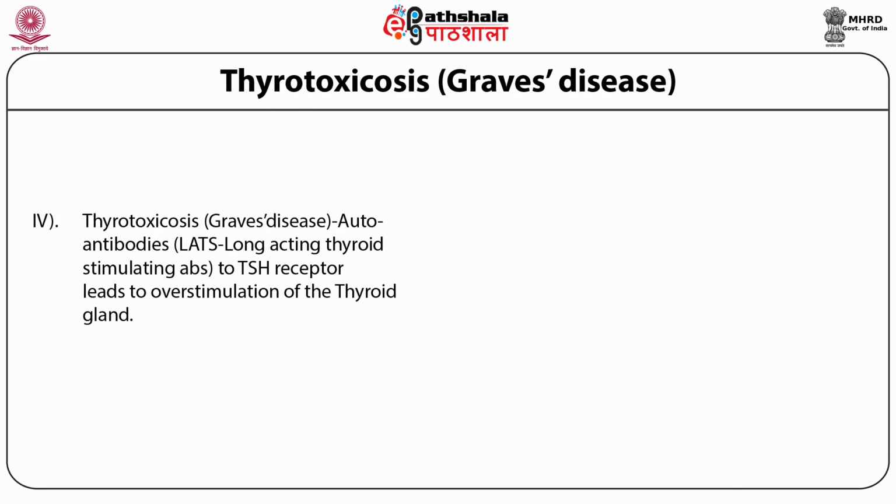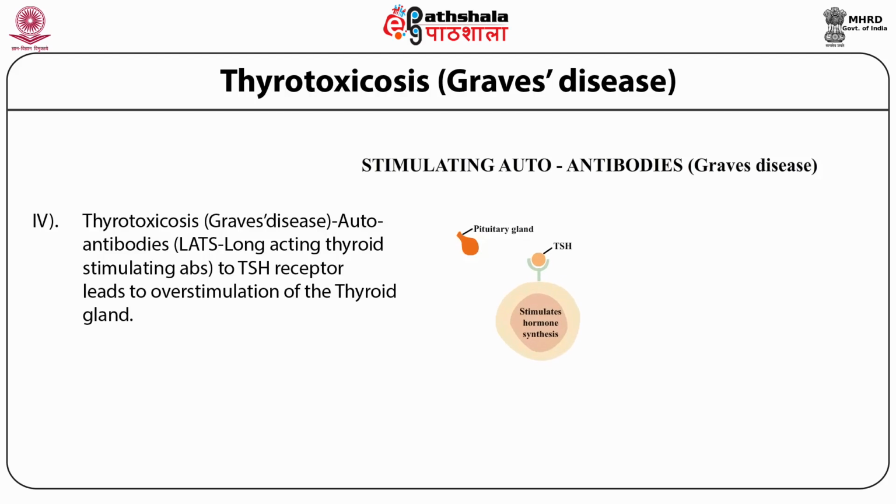Thyrotoxicosis, that is Graves' disease. Binding of thyroid stimulating hormone, that is TSH, which is produced by the pituitary gland, to the thyroid cell receptor leads to synthesis of two hormones, thyroxine and triiodothyronine, which we call T4 and T3. This mechanism, as you can see, also has a negative feedback control.